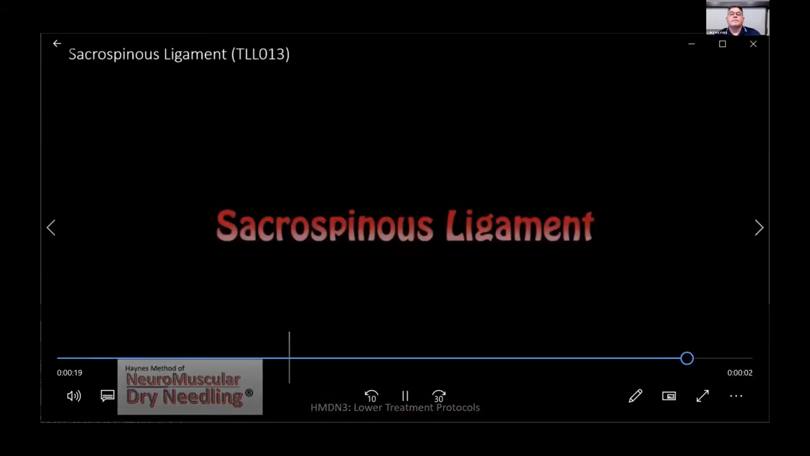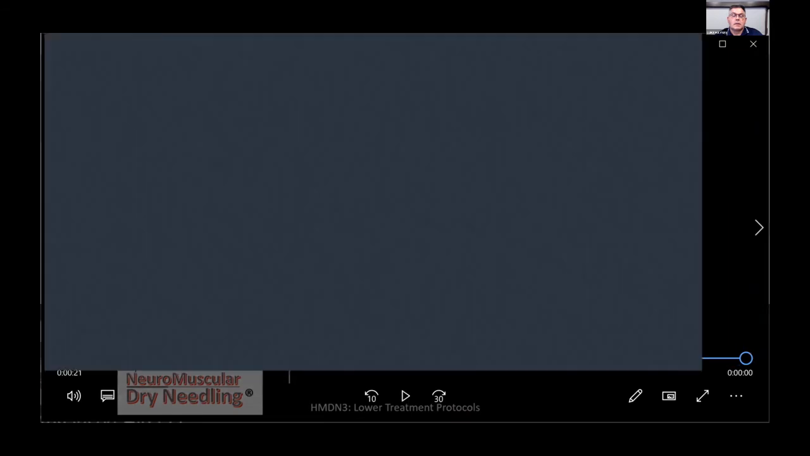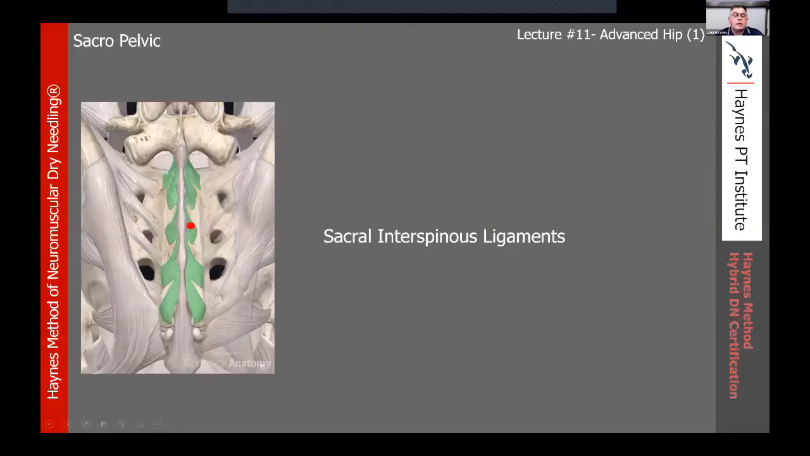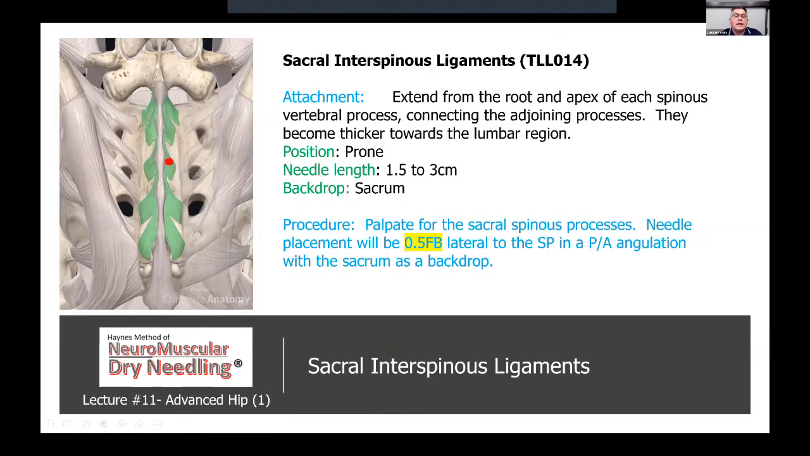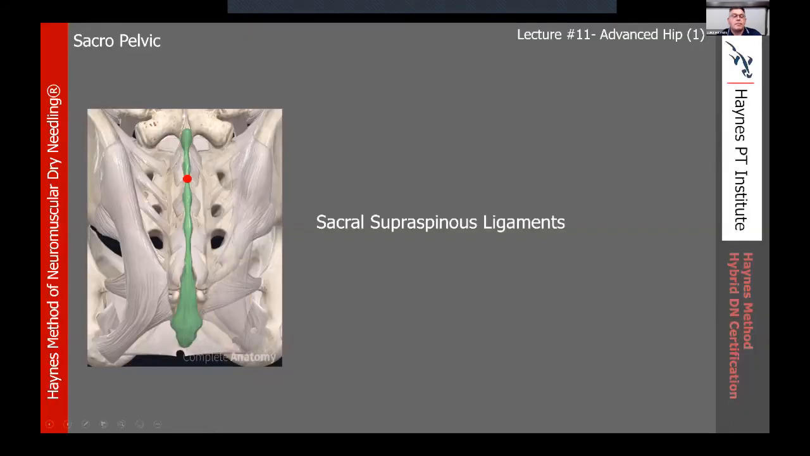The sacrospinous ligament. The sacral interspinous ligaments are going to be just a half finger breadth off of midline of the sacrum. We can needle anywhere along the sacrum. For those, the sacral supraspinous ligament is the white ligament in the middle, in which case we would do those purely in midline. So we'll come back, sacral supraspinous ligament there.